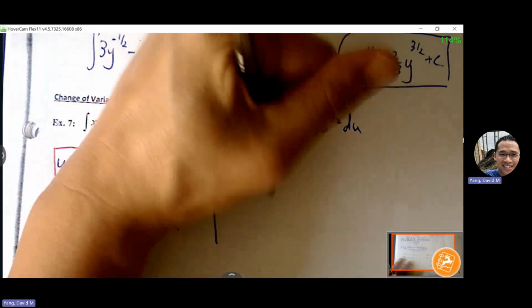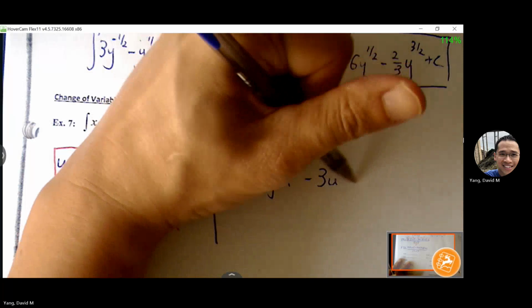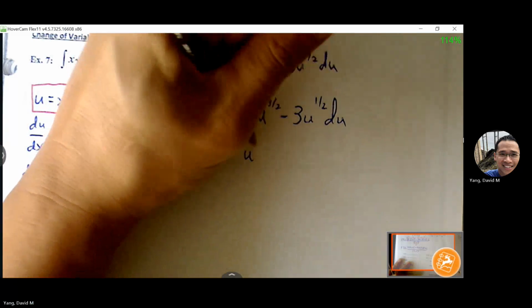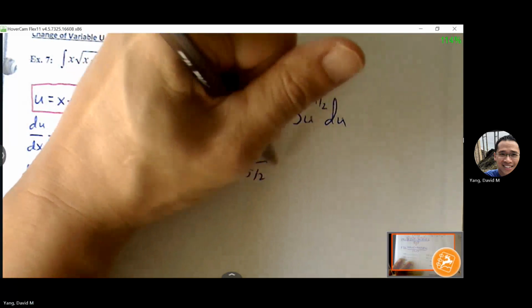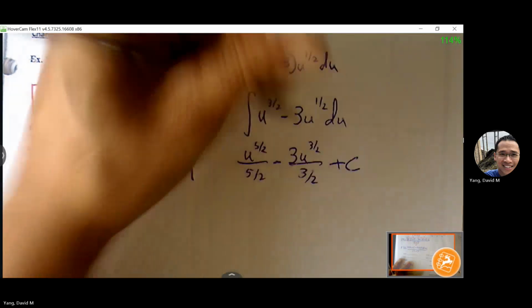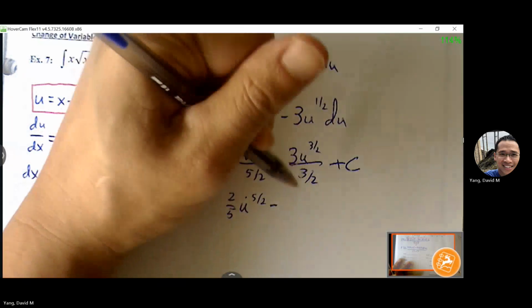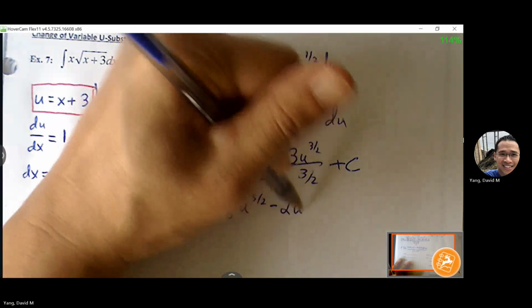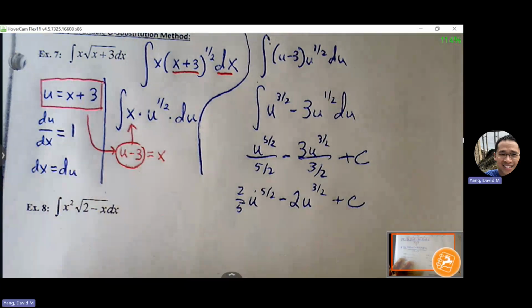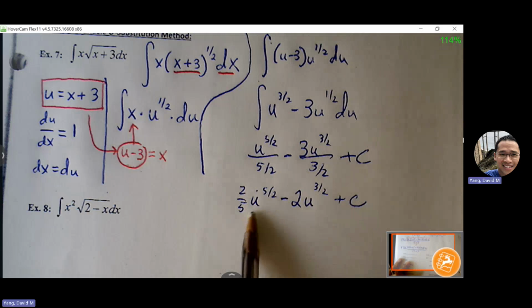Okay, so distribute that u through. 1/2 plus 1 is 3/2. Okay, go through power rule. Okay, am I done with the problem? Oh, still bring what back? X was the x. Yeah, bring the x back.